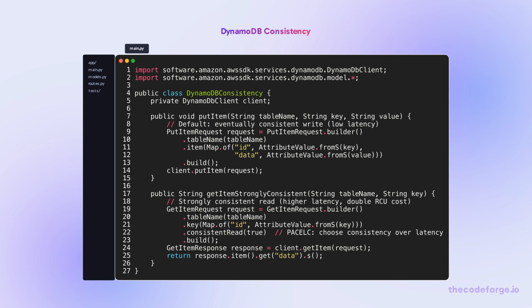In DynamoDB, you can opt into strongly consistent reads by setting ConsistentRead to true. This costs double the read capacity units and has higher latency. By default, DynamoDB uses eventual consistency for low latency.